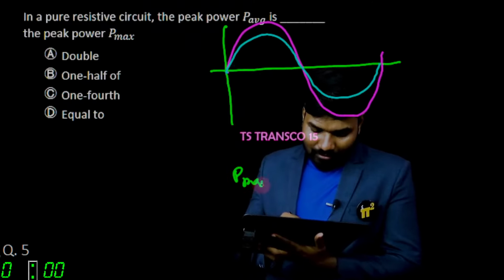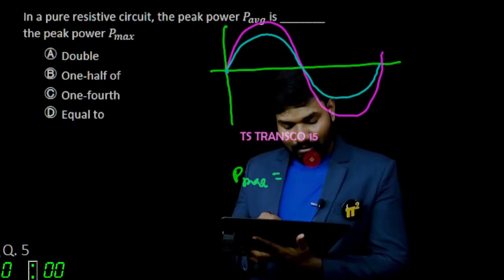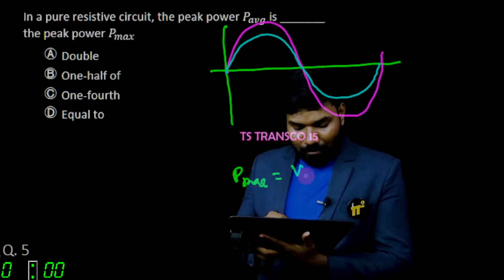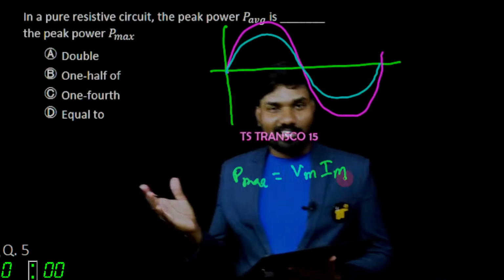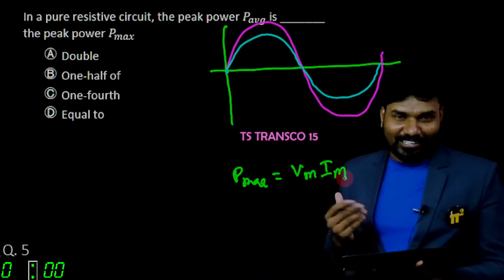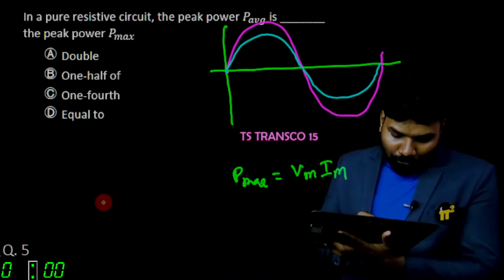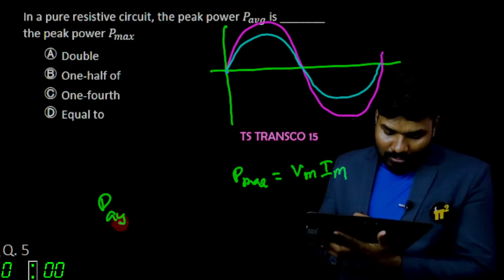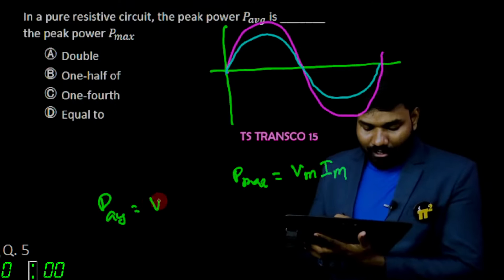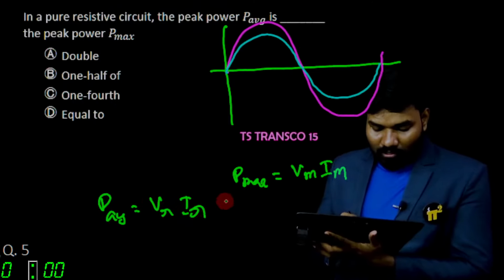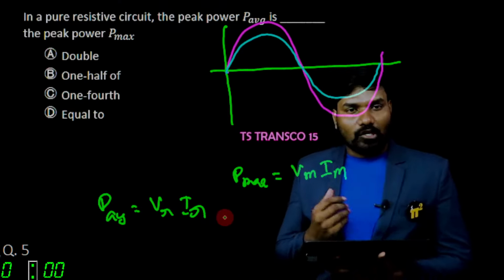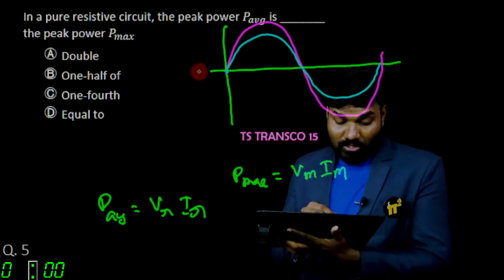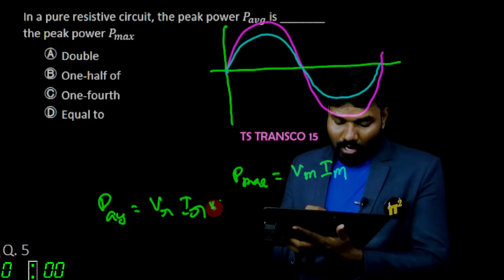So P max is clearly Vmax into Imax. Imax means maximum current, not the theater IMAX. Now we know average power is equal to VI cos phi, VRMS, IRMS cos phi for AC. Cos phi is unity, because it's a pure resistance case, into 1.